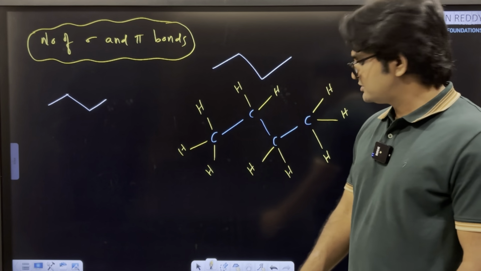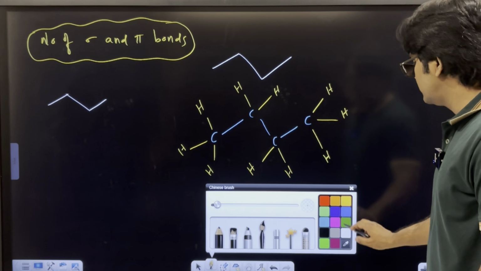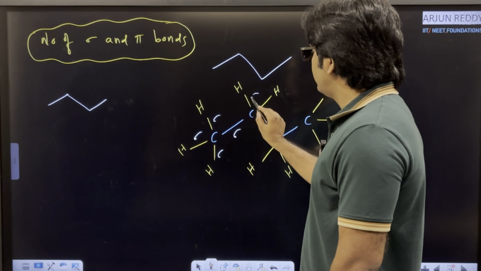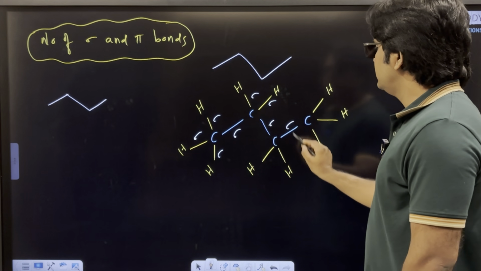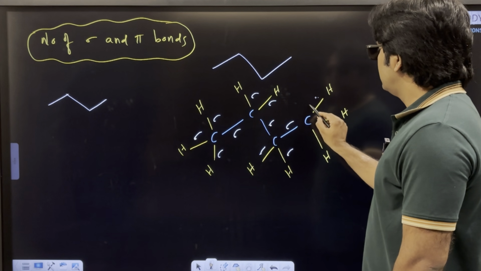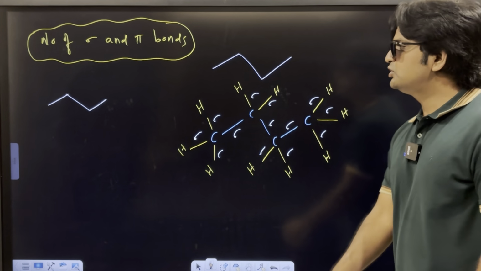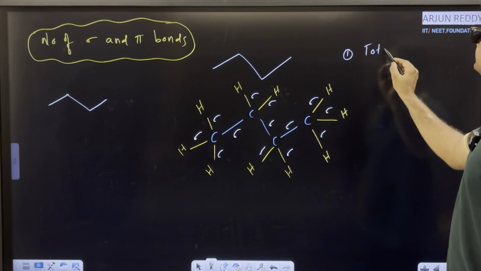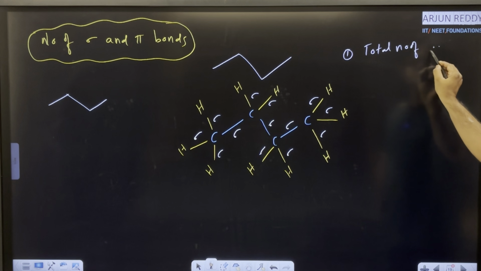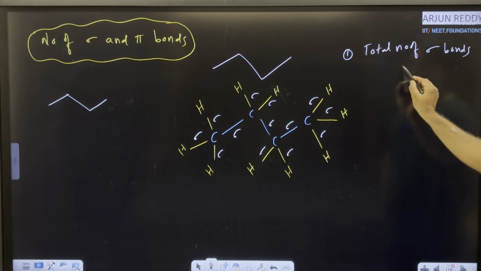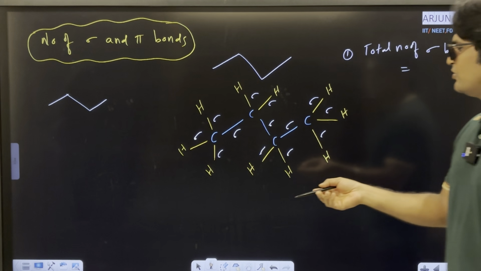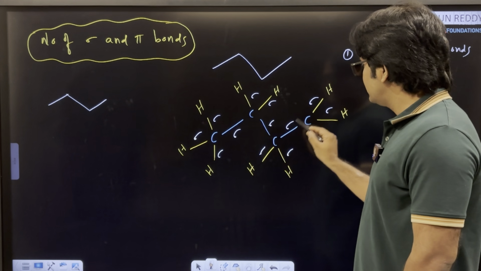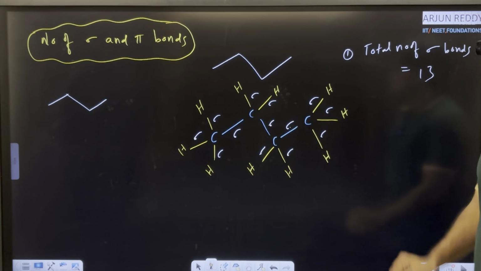Now calculate the total number of sigma bonds. To calculate total number of sigma bonds, here 1, 2, 3, 4, 5, 6, 7, 8, 9, 10, 11, 12, 13. These are the total number of sigma bonds. First point I am writing: total number of sigma bonds equals to how many? Just count these sigma bonds: 1, 2, 3, 4, 5, 6, 7, 8, 9, 10, 11, 12, 13. Total number of sigma bonds equals to 13.